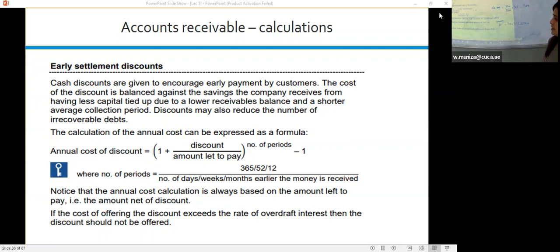If the cost of offering the discount exceeds the rate of overdraft interest, then the discount should not be offered. So when the discount has to be offered, the annual cost of the discount should be lesser than the interest rate. If it's more, then the discount should not be offered. Got it? Clear up till here? Are you clear about the formula as well?